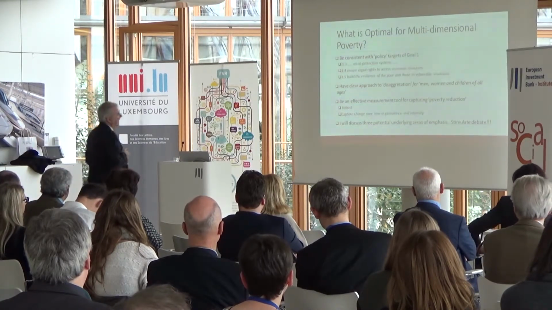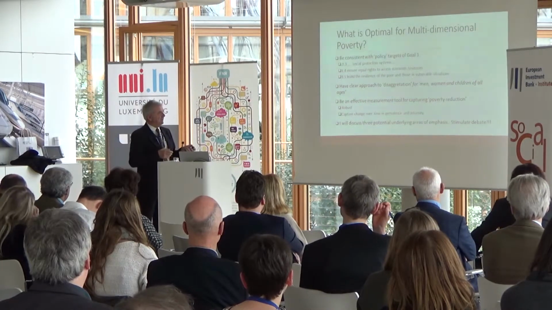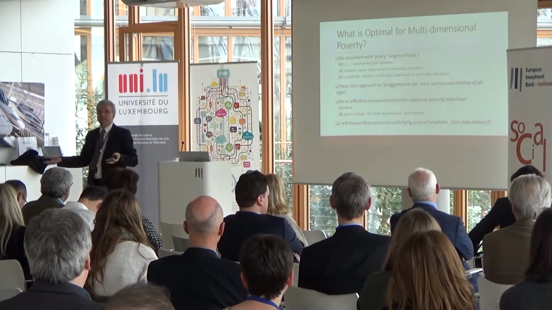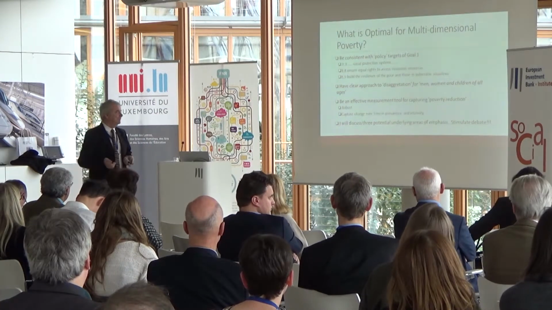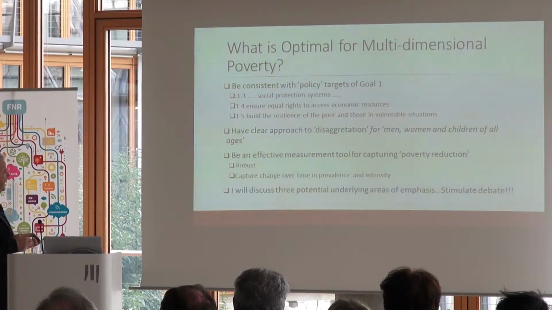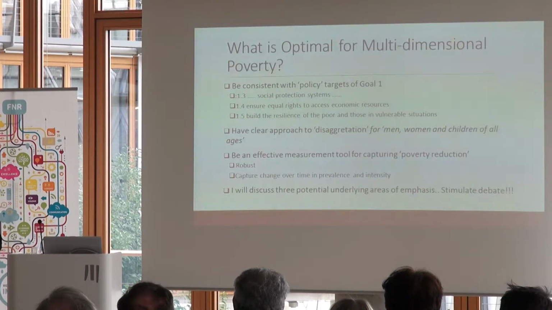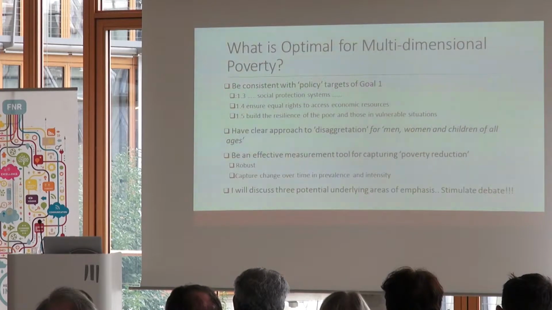We also need to have a clear approach to disaggregation, because remember the target says for men, women and children of all ages. And it also has to be a measurement tool that can capture poverty reduction. Remember the goal is to reduce by 50%. So by 2020, we need to know whether it's gone down by 10%, 20%. Are we nearing the target? We need something that can capture change over time and also the intensity of poverty over time.